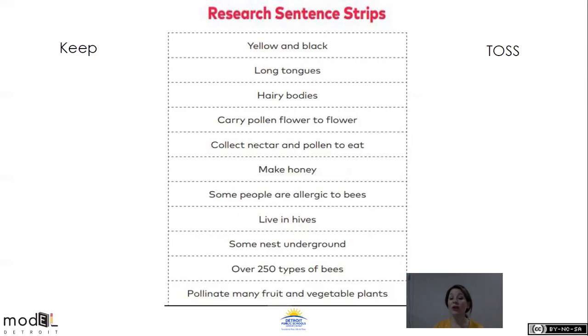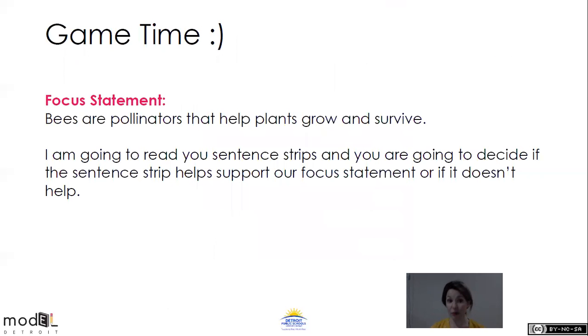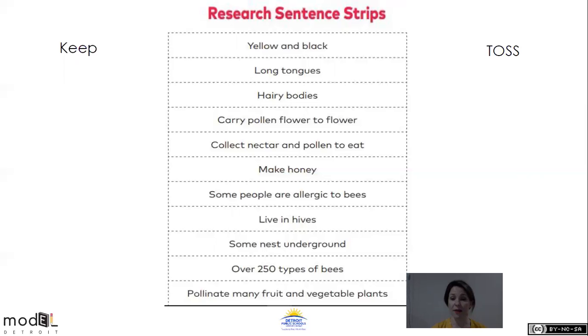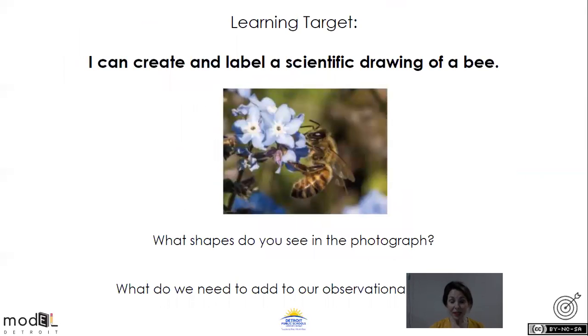So friends, you are going to log into Google Classroom and you are going to decide if those sentence strips are keepers, if they're going to help you, or if they're tossers and they don't even connect to really what we're trying to research. I'm going to go back to our focus statement. Our focus statement says bees are pollinators that help plants grow and survive. So which of these sentence strips supports that? So that's step one of your independent tasks today after today's lesson. And now we're going to get on to our next section.